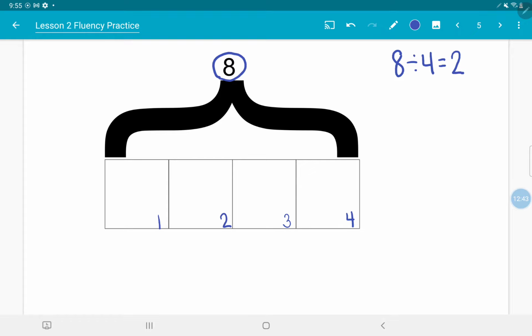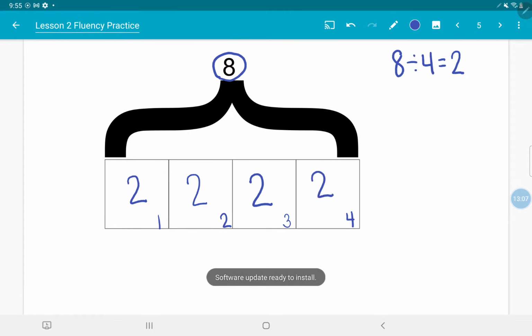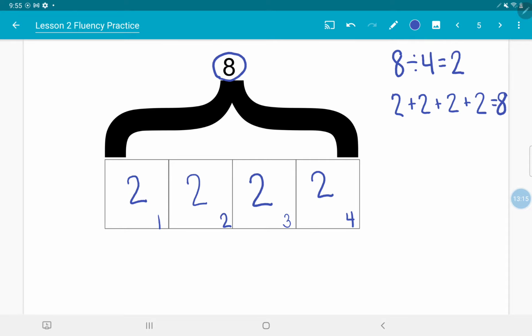Amy, what's the repeated addition? 4 plus 4. Do I have 4 plus 4 shown in that? Very good. I have 2 plus 2 plus 2 plus 2. And that equals what? 8. If it's an equation, it has to have an equal sign and something that has the same value on both sides.